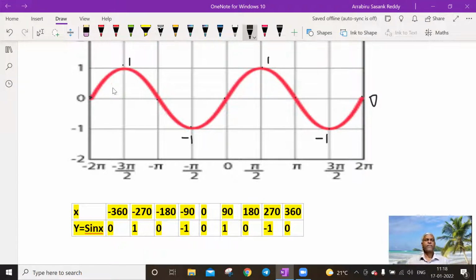You can sketch the graph, and by seeing the graph, you can analyze the sine function. The range is in between minus 1 to 1, and the values go from minus 1 to 0, 0 to 1, again it comes, the values will be repeating. So this is the sine graph.